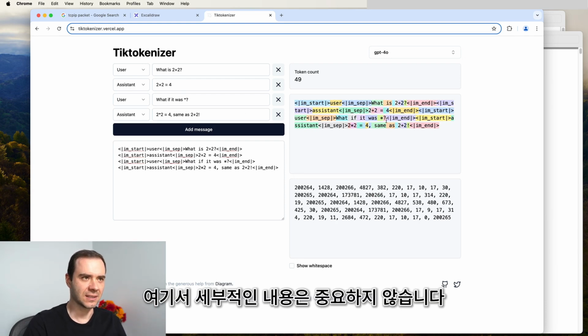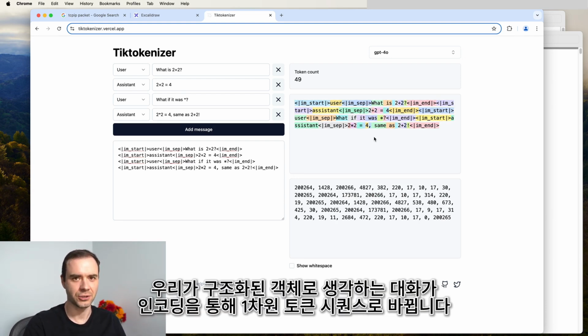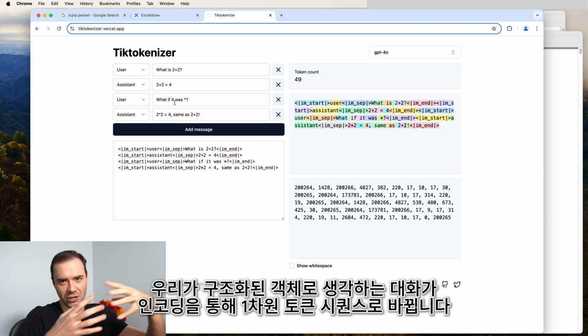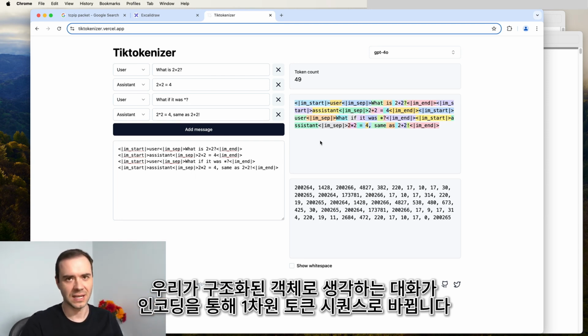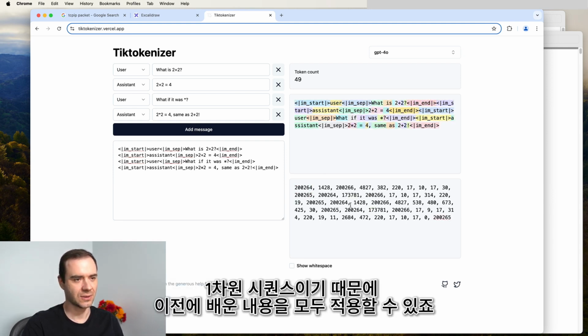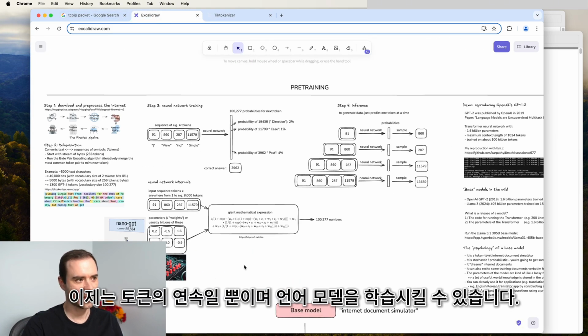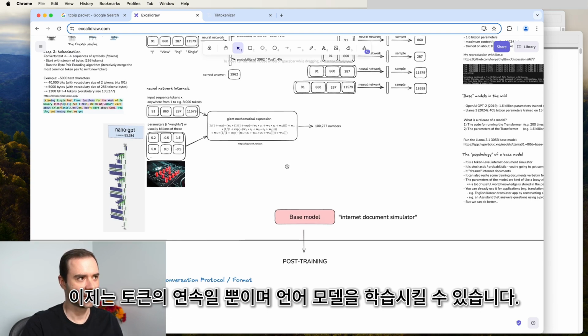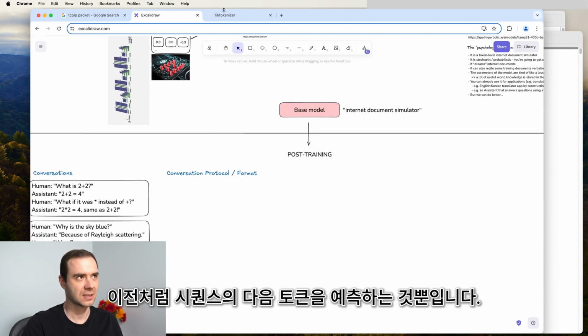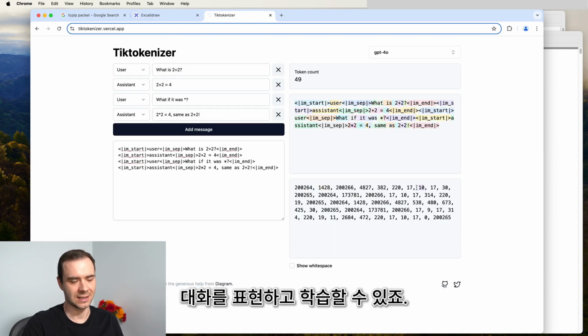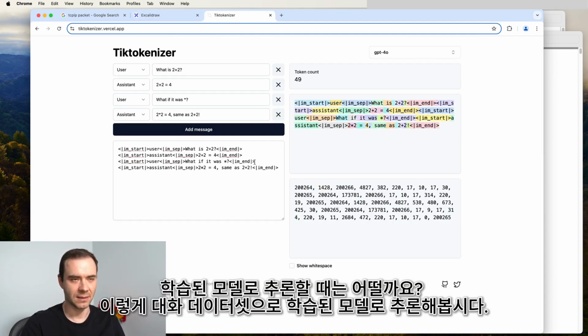The specific details here are not actually that important. All I'm trying to show you in concrete terms is that our conversations, which we think of as a structured object, end up being turned via some encoding into one-dimensional sequences of tokens. And because this is a one-dimensional sequence of tokens, we can apply all the stuff that we applied before. Now it's just a sequence of tokens, and we can train a language model on it. We're just predicting the next token in the sequence, just like before, and we can represent and train on conversations. And then what does it look like at test time during inference?